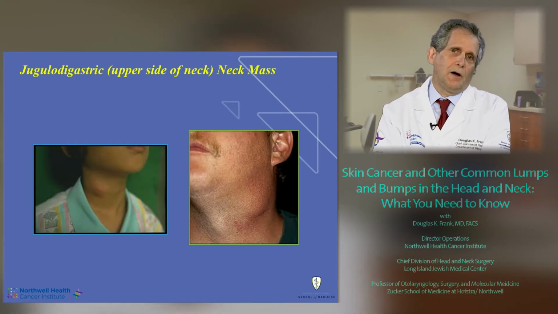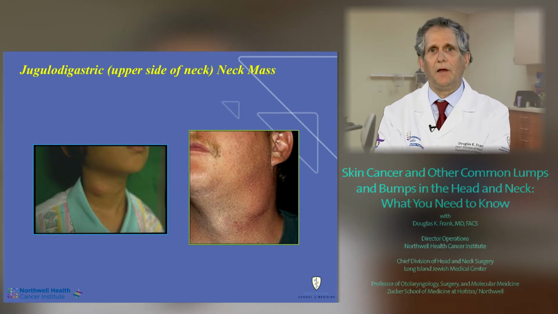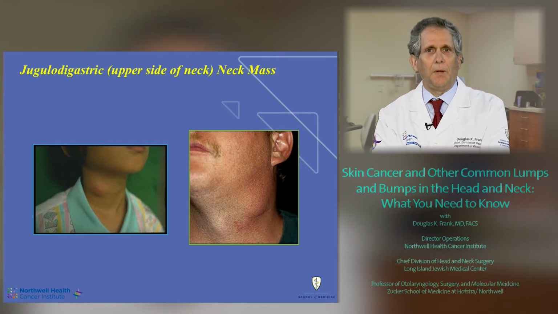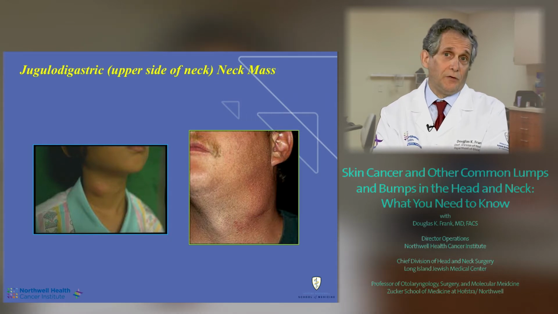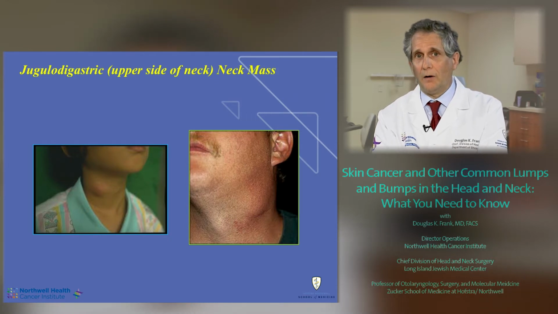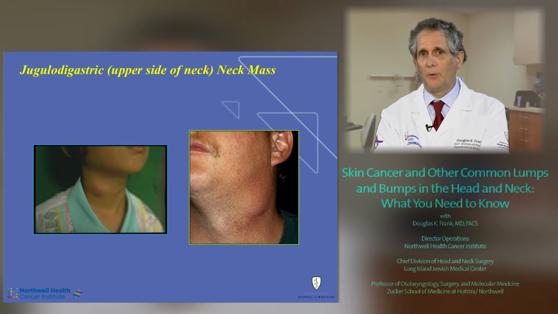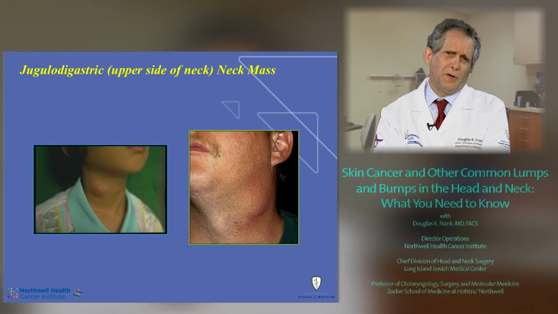One thing that I need to know when I see a patient with a lump or a bump in the head and neck is based on the age of the patient, based on where the lump or the bump occurs in the neck, based on how acutely the lump or the bump appeared, I, as well as people in my field, have a pretty good sense of what's going on with that particular patient.